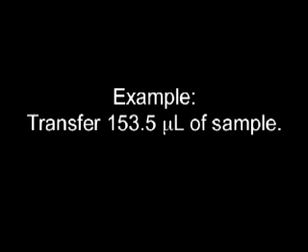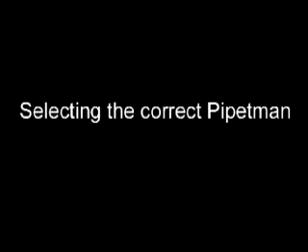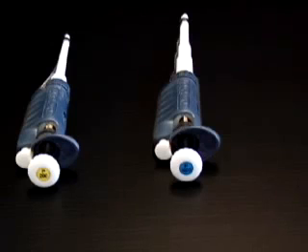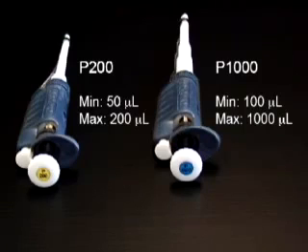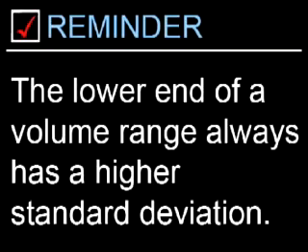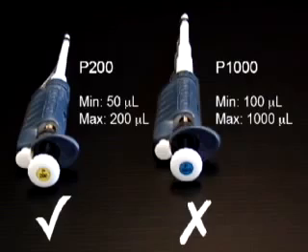Let's say, for example, your procedure requires you to transfer 153.5 microliters of sample. The first step involves the selection of the Pipetman with an appropriate volume range. In this example, a couple of choices exist. The P200 has a recommended volume range of 50 to 200 microliters, while the P1000 has a recommended range of 100 to 1000 microliters. Remember, the lower end of a volume range always has a higher standard deviation. Therefore, the P200 is the better choice.